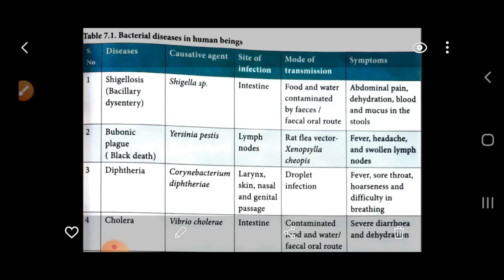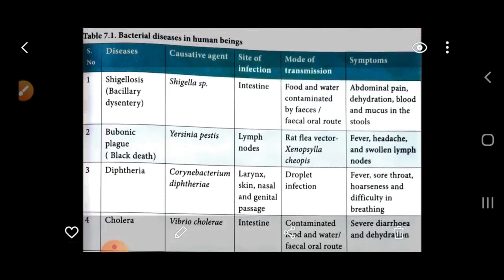Diphtheria. The disease is called diphtheria and it is caused by Corynebacterium diphtheriae. The larynx, skin, nasal and genital passages are affected. The mode of transmission is through droplet infection. The symptoms are fever, sore throat, hoarseness and difficulty in breathing.